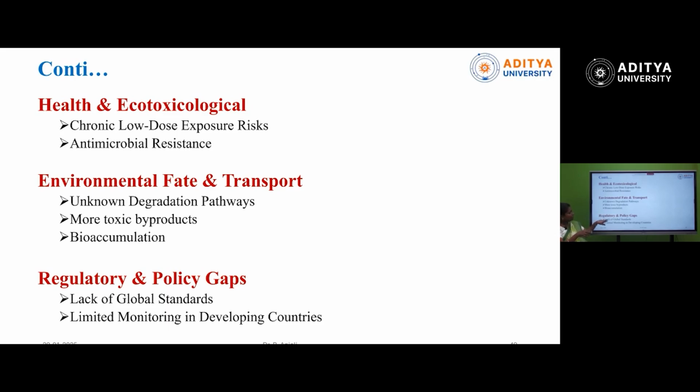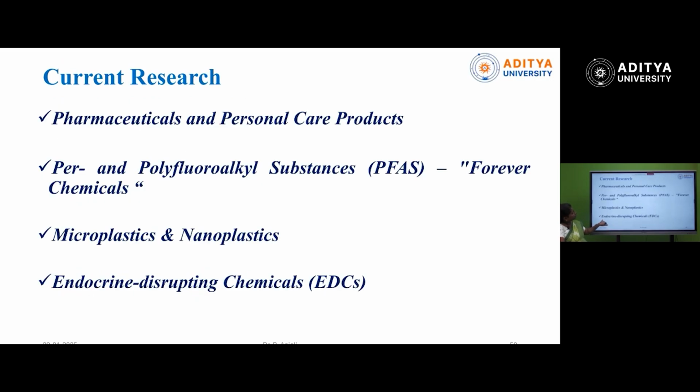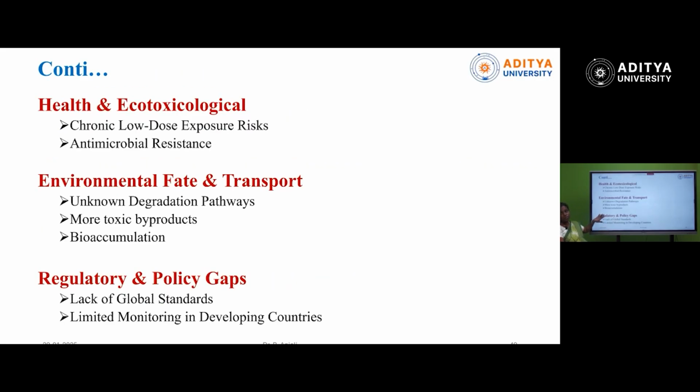So next one is regulatory and policy gap. I have shown you that a few countries are implementing policies for these pollutants, right? Priority substances or emerging contaminants. So there is a lack of global standards, and only a few countries are implementing policies for the emerging contaminants. So these are the challenges present in the emerging contaminants.